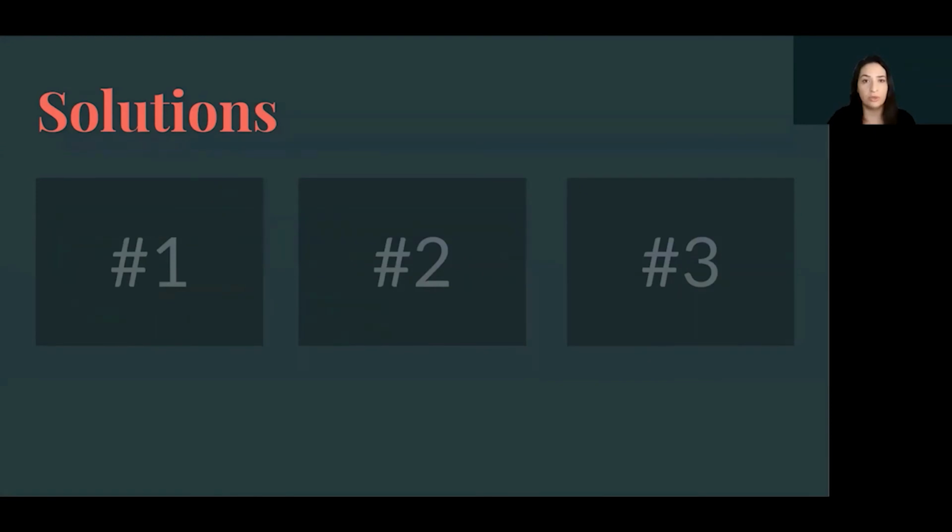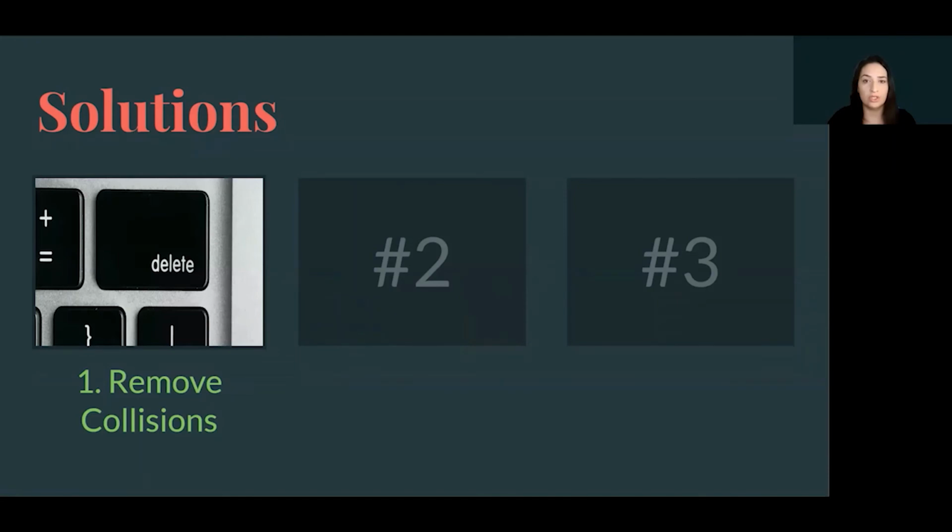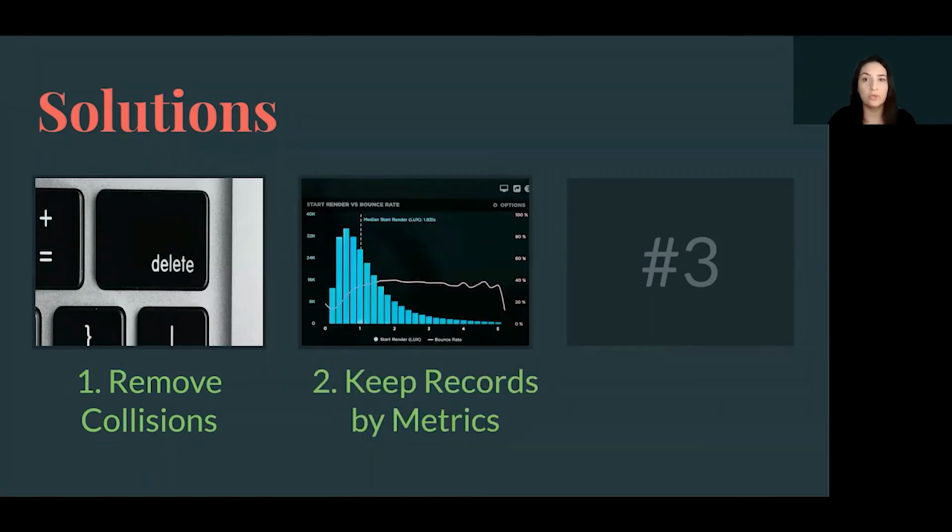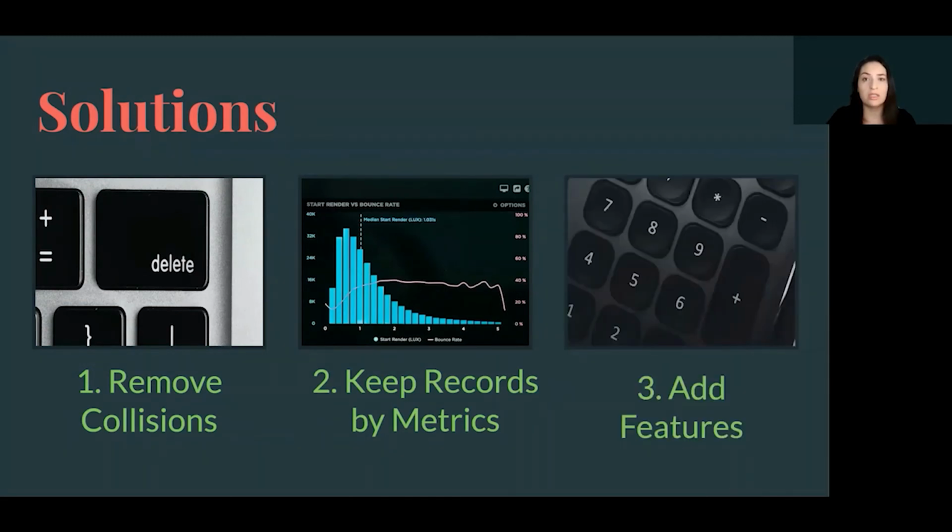There are actually quite a lot of features that can be created here. Let's do a short recap on the solutions. The first is removing all collisions. The second solution is keeping the records that are more important based on our measures. And the third one is adding as many features as possible to avoid the collisions.